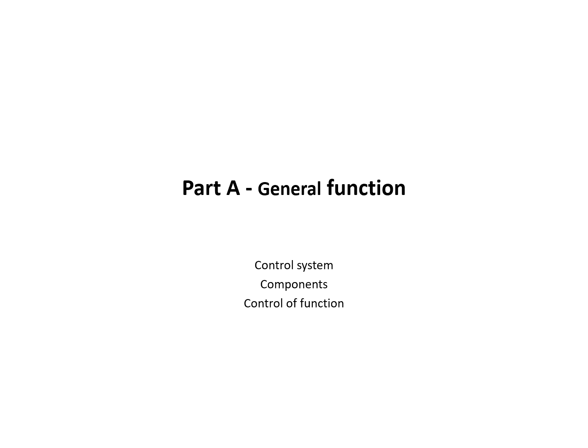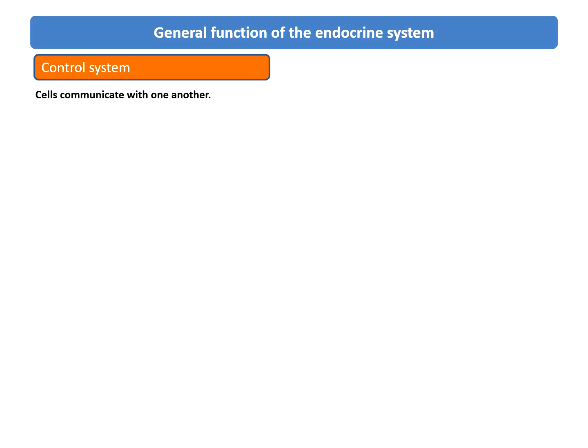Regarding general function, we need to address control systems in general, components of the endocrine system, and a little bit about specific control of function. Cells communicate with one another. You might say that every cell in the body knows what every other cell is doing.